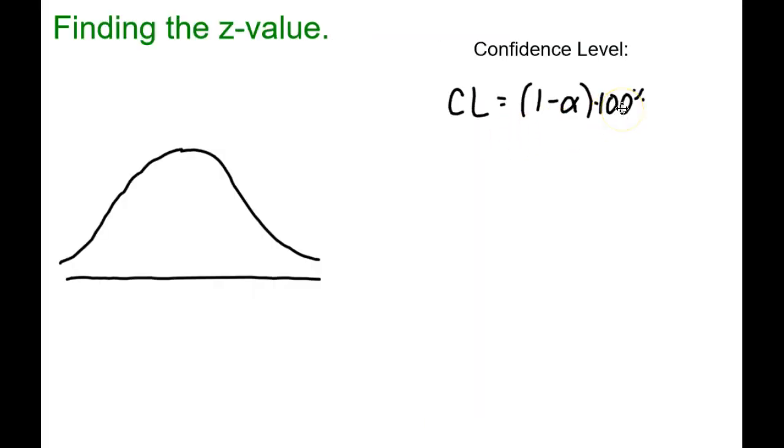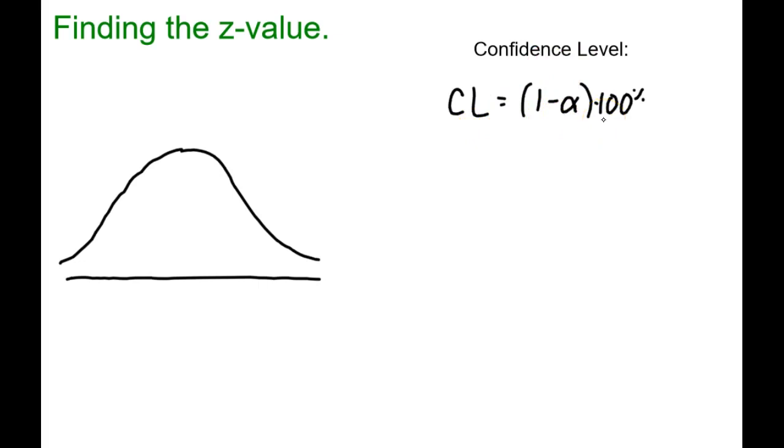To further our background, we need to have an understanding on what a confidence level is and how we relate that to a bell-shaped curve, our normal distribution. So the basic idea formula for a confidence level, that is equal to 1 minus alpha times 100%.